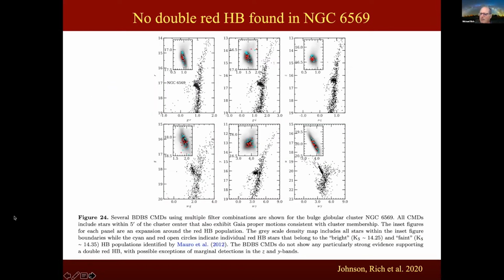Another thing, a little result from the Johnson et al. 2020 paper: there have been claims for a double red horizontal branch in 6569. We looked very carefully at this in multicolor space, and we didn't find any evidence that the horizontal branch is actually in any way double. And so this was a nice result.